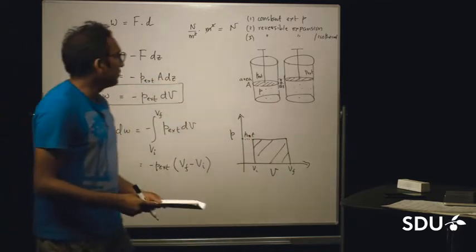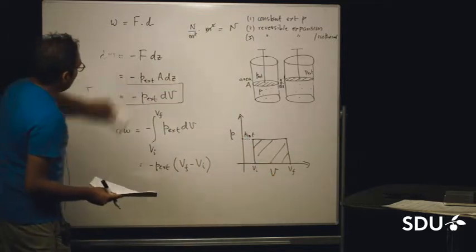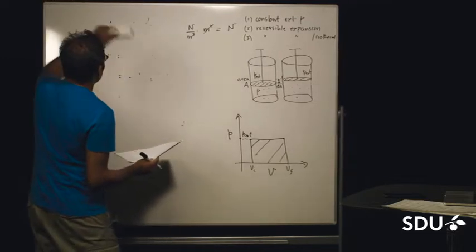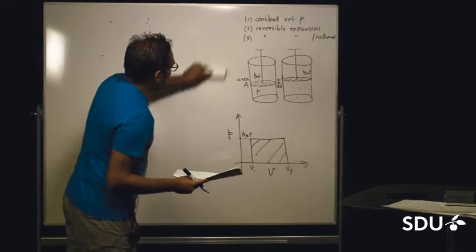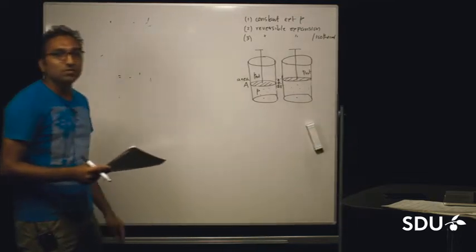The second type of work we will talk about is for a reversible expansion. Now, what is a reversible process? A reversible process is a process whose direction can be changed by a slight change in some state variable of the system.